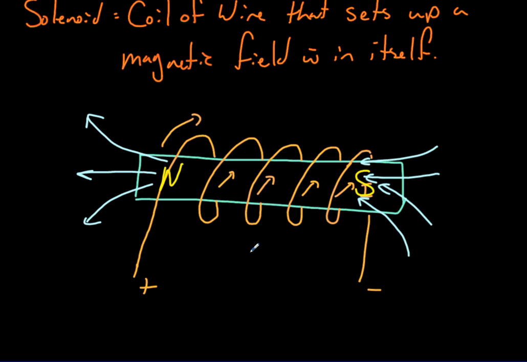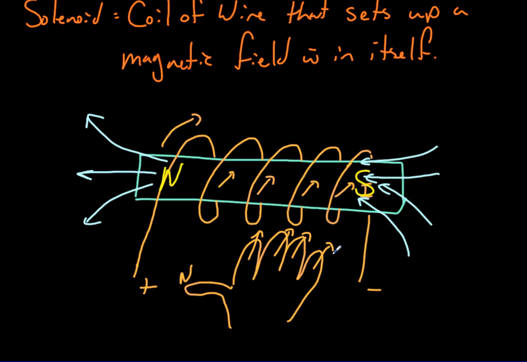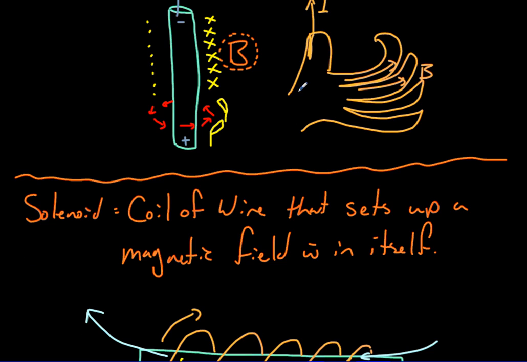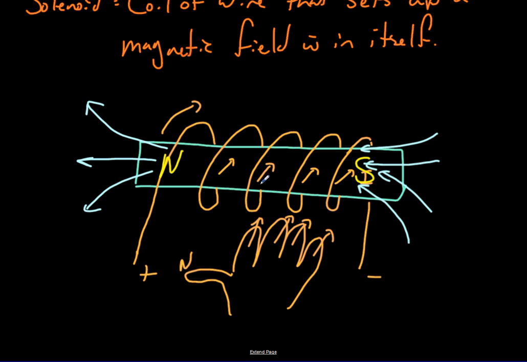Okay? And remember that our cheater way of figuring out which way is north is to imagine grabbing with your fingers pointing in the direction of the current, and if you use your right hand, your thumb will point to the north. So if the current is flowing that way, and you just grasp onto the solenoid like you're gripping a baseball bat, your thumb will point to the north. Two ways of doing it: the right hand rule that we all know, or the cheater or shortcut rule for a solenoid. Okay, so far so good.